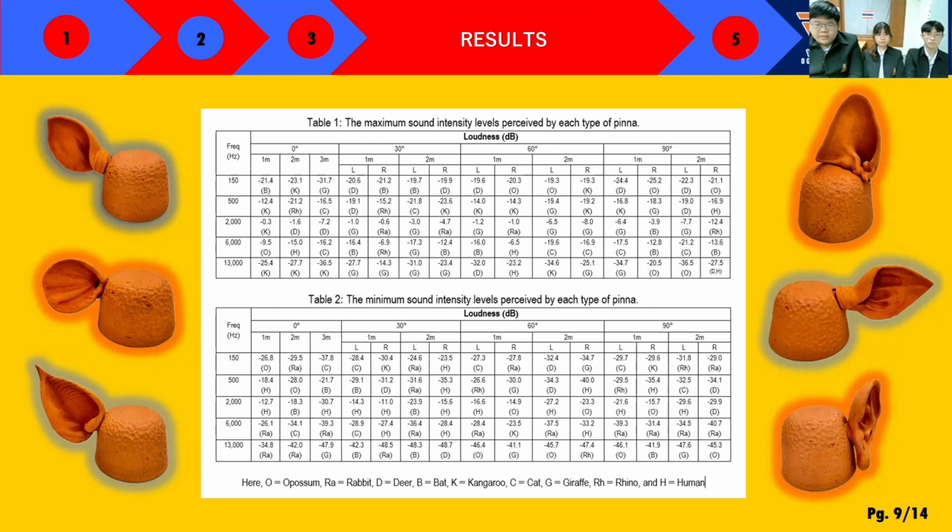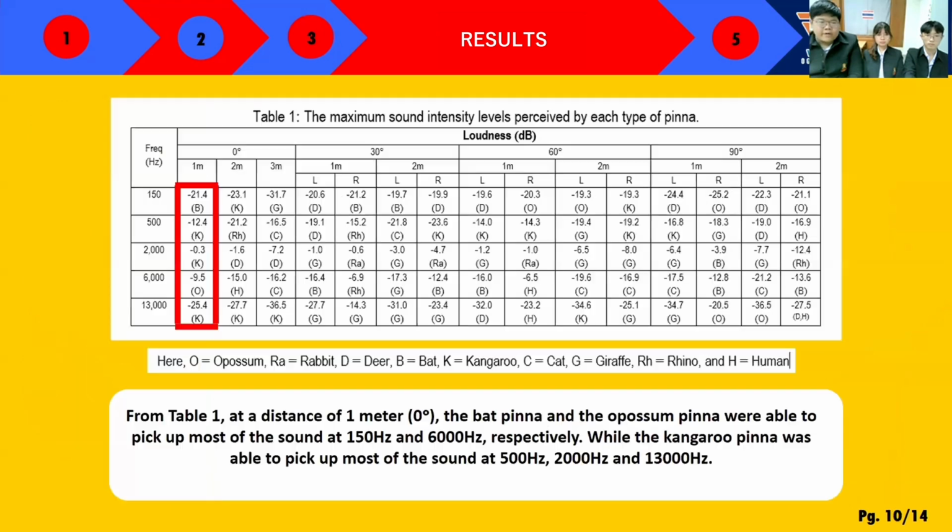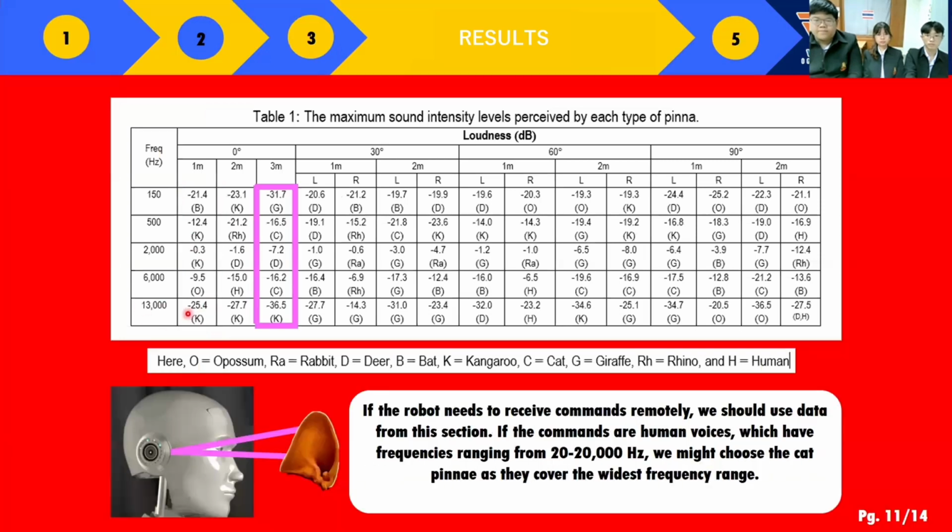The results in this table show that, based on variables such as frequency, distance from the sound source, and angle of sound reception, the pinnae of each mammal responded differently to varying sound intensity level. For example, from table 1, at a distance of 1 meter 0 degree, the bat pinna and the opossum pinna were able to pick up most of the sound at 150 and 6,000 Hz respectively, while the kangaroo pinna was able to pick up most of the sound at 500, 2,000, and 13,000 Hz. Here is an example of data used.